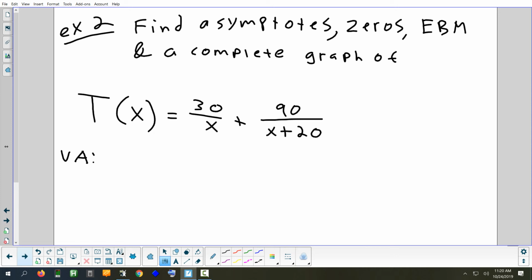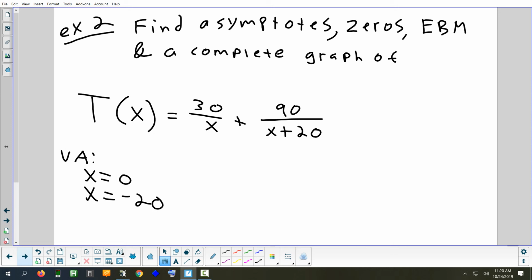But what are my vertical asymptotes here? 0 and negative 20. Now, I'm not saying that negative 20 makes sense, because this is a word problem where x is the speed of a car. So negative 20 doesn't make sense. Is it still a vertical asymptote of this algebra equation? Yeah. It just doesn't make sense in the word problem.